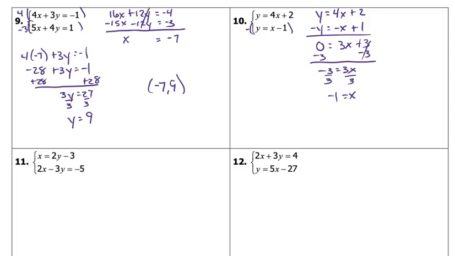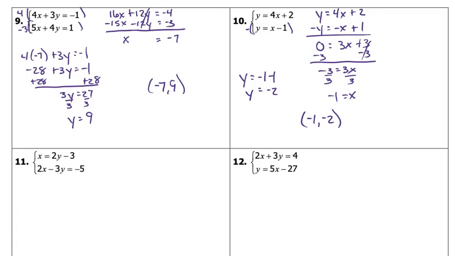Halfway there, if we know x, now we can go find y. Doesn't matter which one we use. The bottom one looks a little easier. I'm going to say, well, that means that y equals negative 1 minus 1, or y is going to equal negative 2. So my solution is negative 1 for x and negative 2 for y.